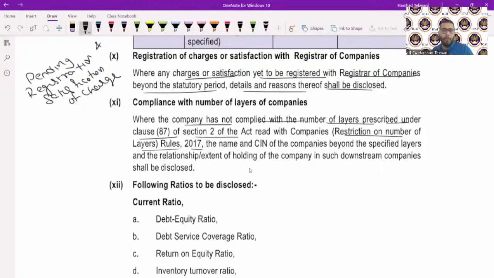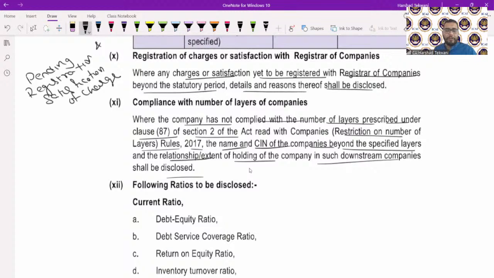You need to provide that if the company has not complied with the number of layers provision mentioned in clause 87 of section 2, then the name and the SIN number of the companies beyond the specified layer, and the relationship of the holding company in such downstream companies, shall be disclosed.